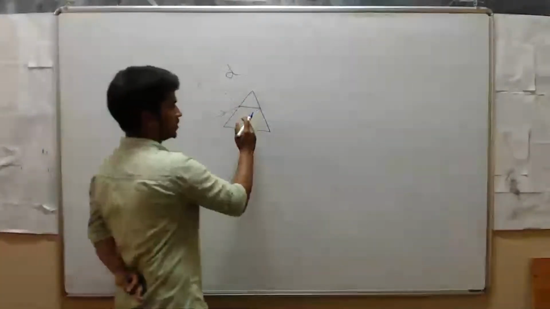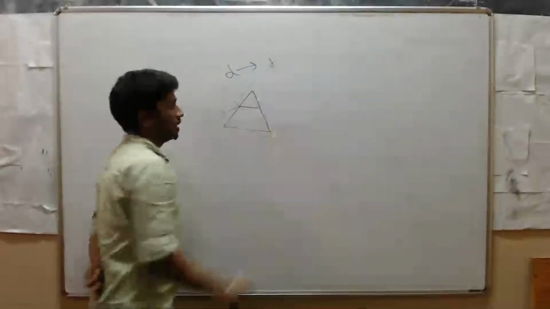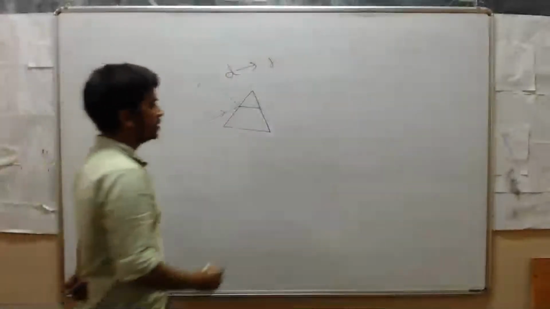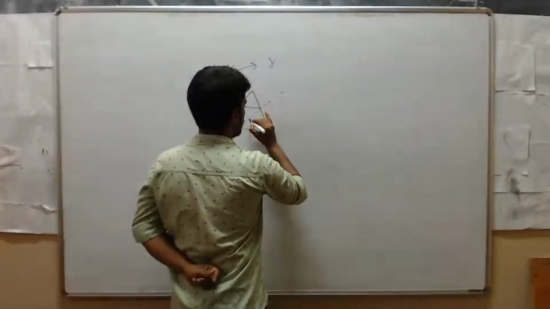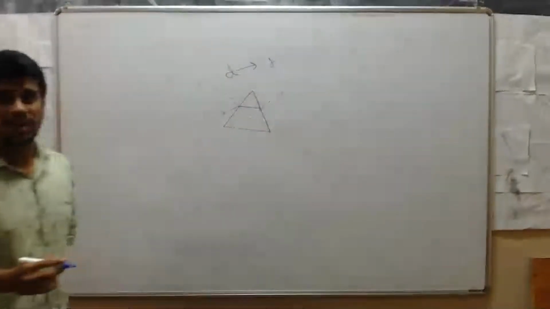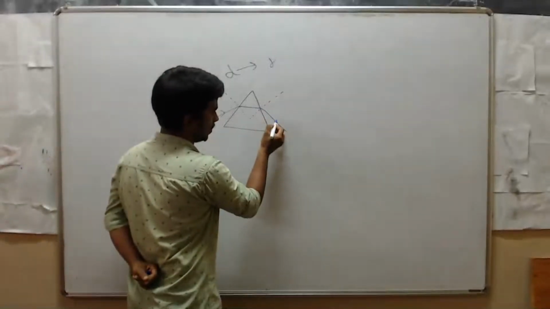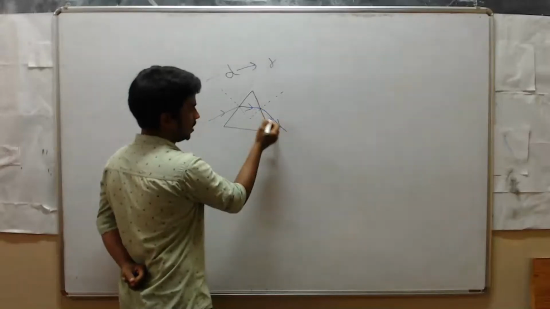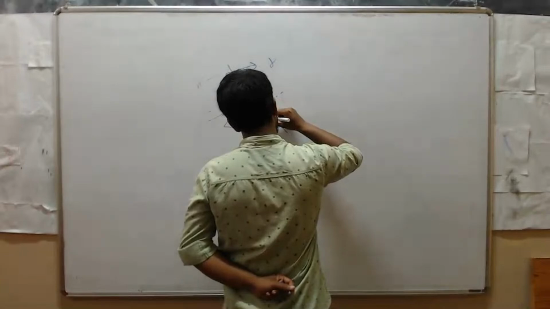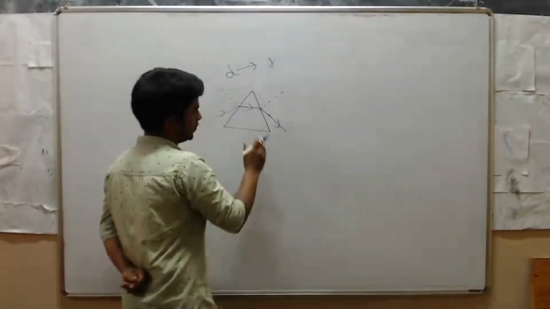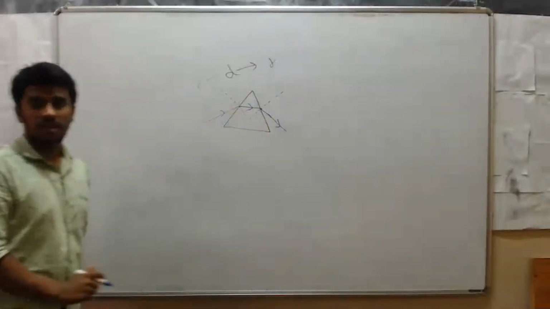So here it emerges. See here, the ray of light is traveling from denser to rarer. So here also at the point of incidence we will draw the normal. Now that ray bends away from the normal. We call this the emergent ray. So: incident ray, refracted ray, and emergent ray.